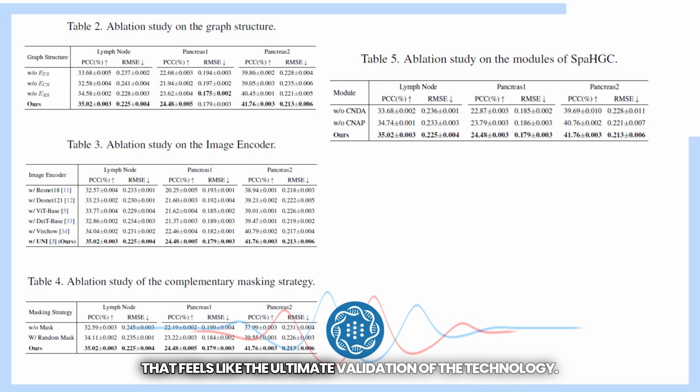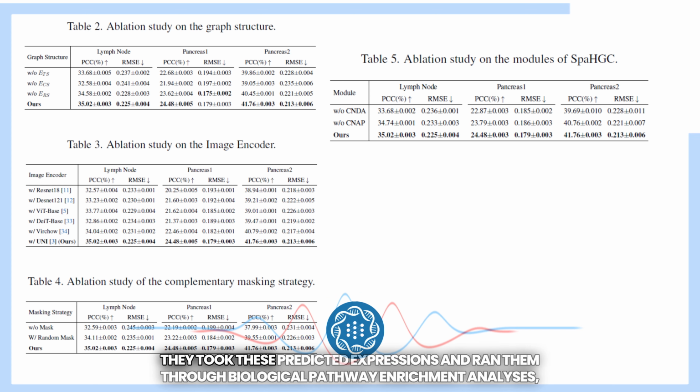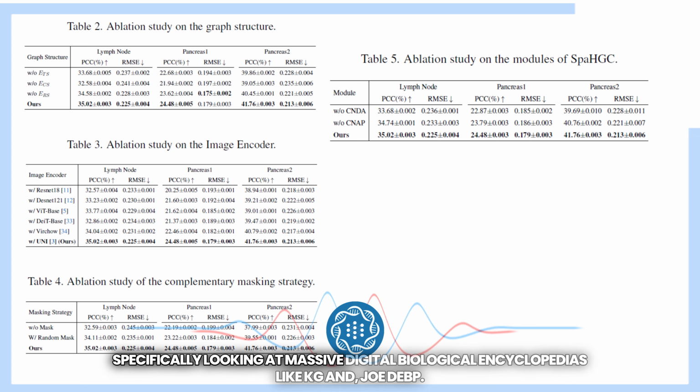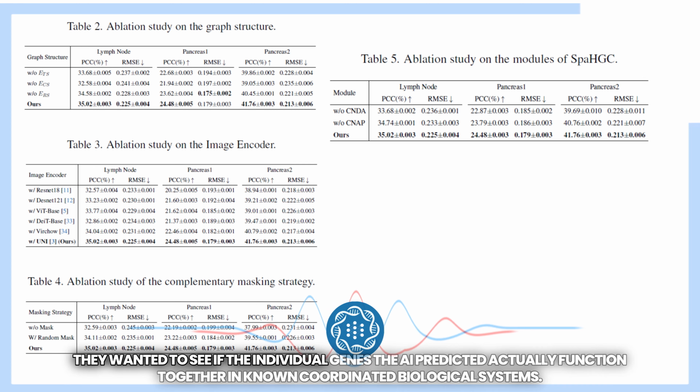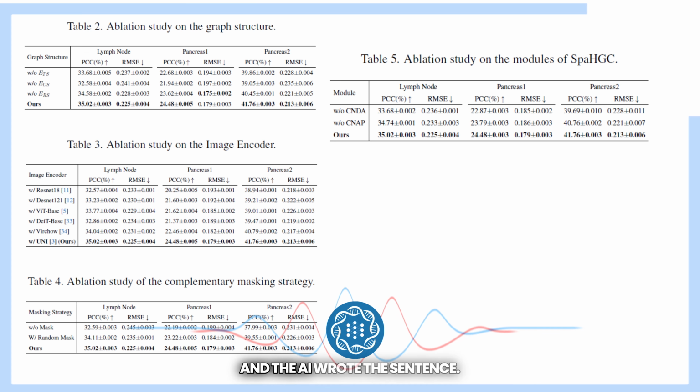That feels like the ultimate validation of the technology. But the researchers went one step further. They took these predicted expressions and ran them through biological pathway enrichment analyses, specifically looking at massive digital biological encyclopedias like KEGG and GO. Right. They wanted to see if the individual genes the AI predicted actually function together in known, coordinated biological systems. It's one thing to predict a letter, it's another to write a coherent sentence. And the AI wrote the sentence.